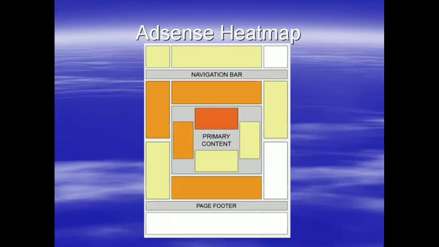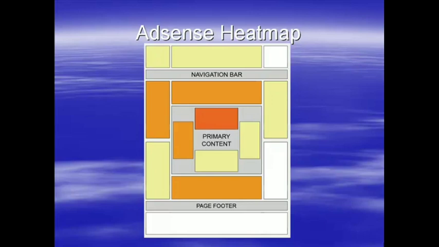Now, here's the heat map. You can go and have a look on this on Google if you want. Basically, the darker the shade of orange, the more people focus on that point. So you can see the best place for your content is right in the middle or in the top left below the navigation bar. Those are the good places to have your AdSense ads. So use this as some sort of testing.